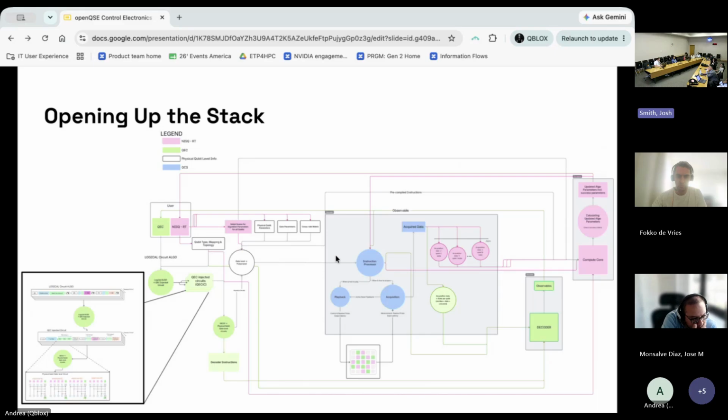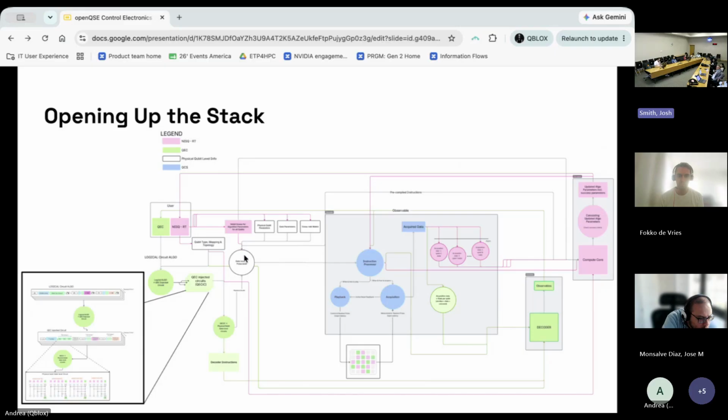Basically, if it's a circle, it's a process. If it's a rectangle, it means it's data that, on this particular diagram, could be updated, or could be static. And it's color coded to include NISQ applications in pink and QEC workflows in green.